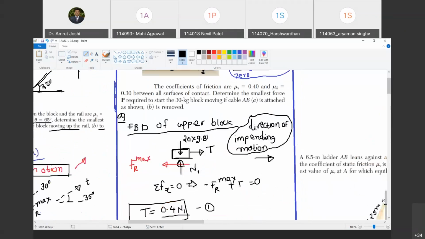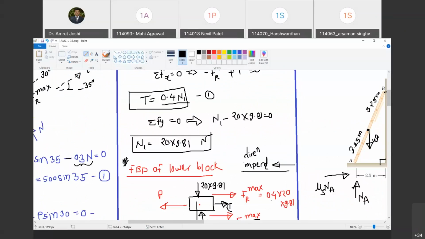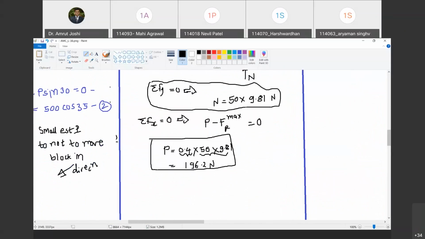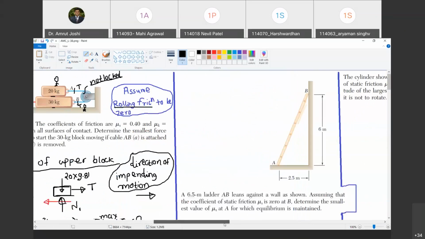So when this string is not attached, it is very easy to move the 30 kg block. Are you with me? Yes, sir. Because when the string was attached, what was the minimum force required? 353. When the string is not attached, what is the minimum force required? 196.2. Are you with me? Yes, sir. So this problem also tells us if in your life you don't have strings attached, it is very easy to move on. Now let us go to the next problem, problem number 64.